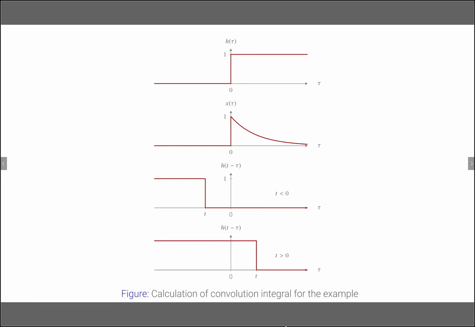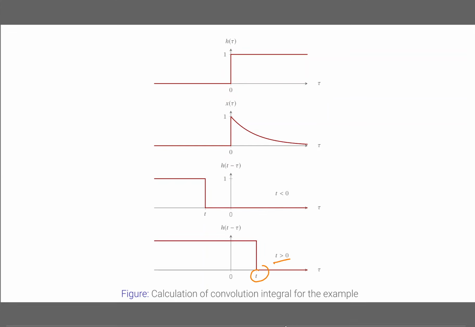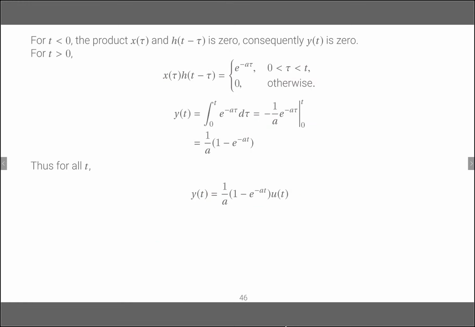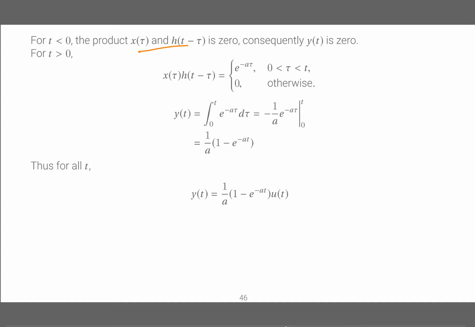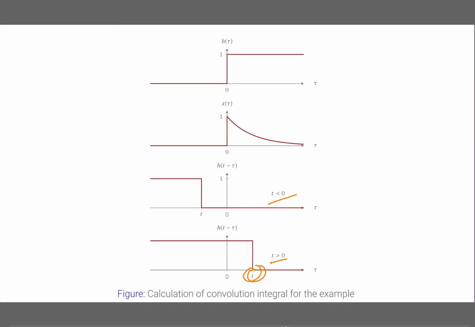Okay, so it is non-zero only when t is greater than 0. When t is less than 0, the output is 0. So therefore, for t less than 0, the product x(tau) and h(t minus tau) is 0. Consequently, y(t) is 0. For t greater than 0, x(tau) h(t minus tau) turns out to be e to the power of minus a tau, and tau is from 0 to t, as you can see from here.